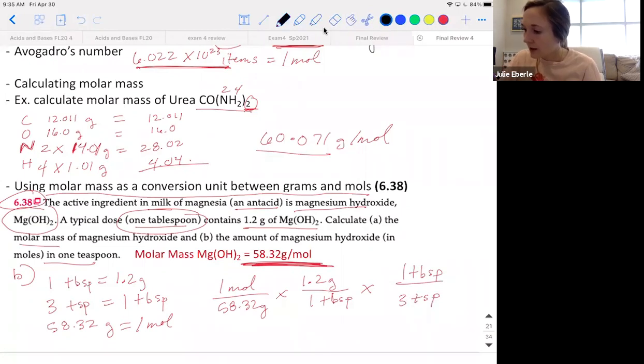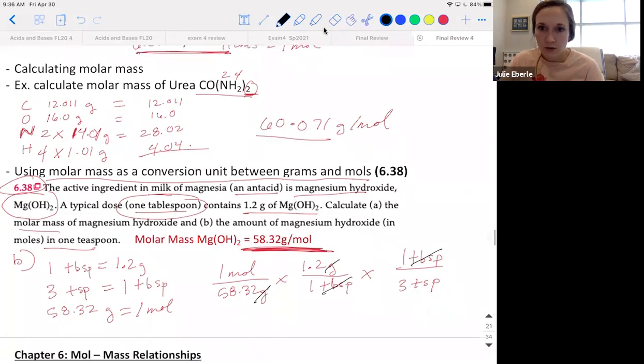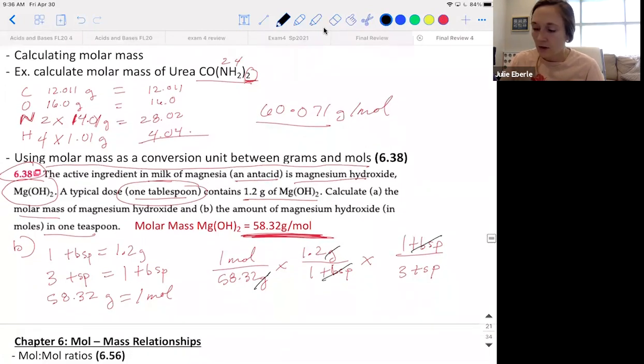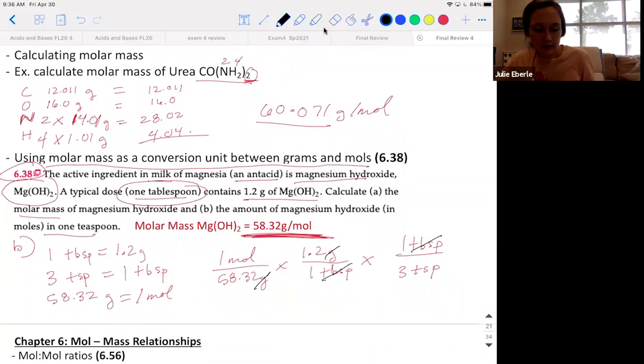So you see that grams will cancel, and then tablespoons will cancel, and then you'll have per teaspoon. So moles per teaspoon essentially will be your unit. So you do 1 divided by, let me know what you get. Calculate it with me. You can't ignore the 58 on the bottom. 1 divided by 58.32 times 1.2 divided by 3.